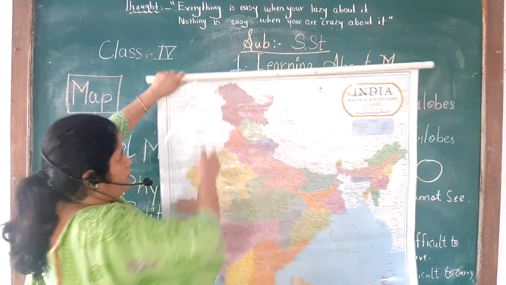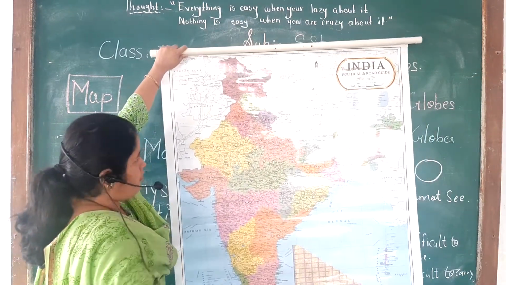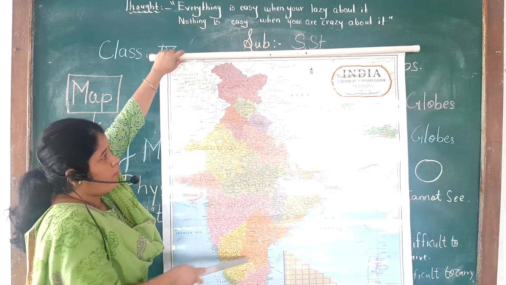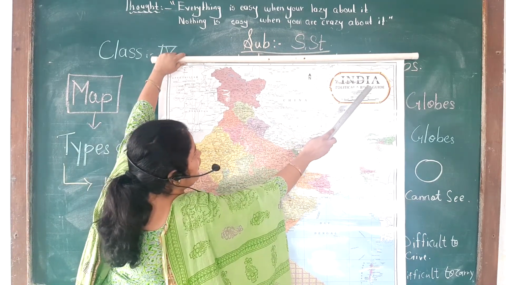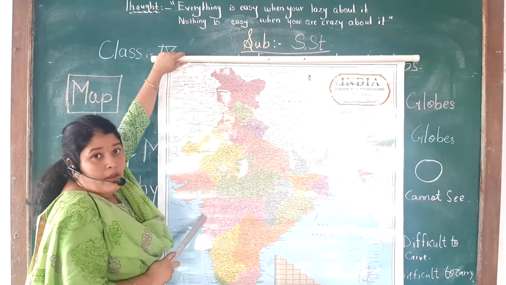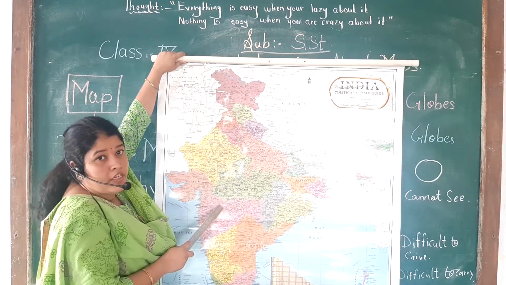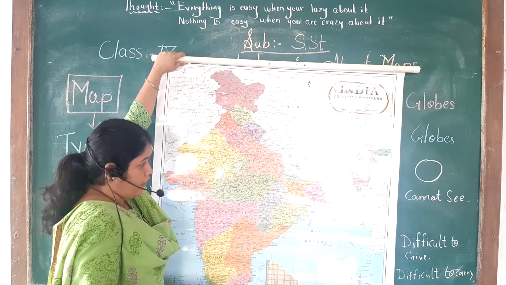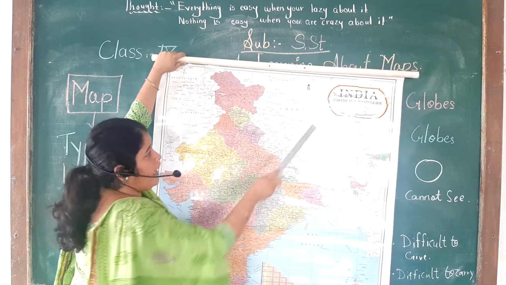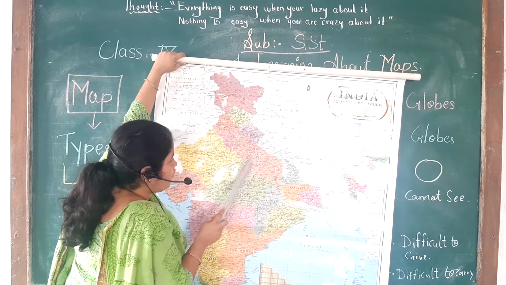Now see students, this is a map of India. Now what is given here? India political and road guide. So see, in one map two things are given, political also and road guide also. So all the different states are given here. So it becomes a political map, and at the same time it is giving you the road guide.